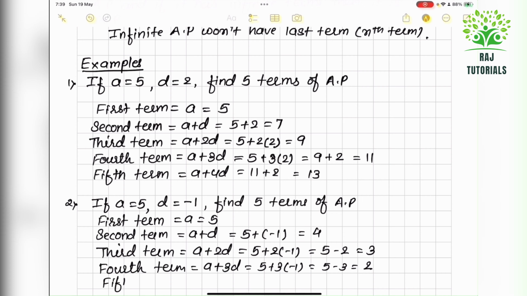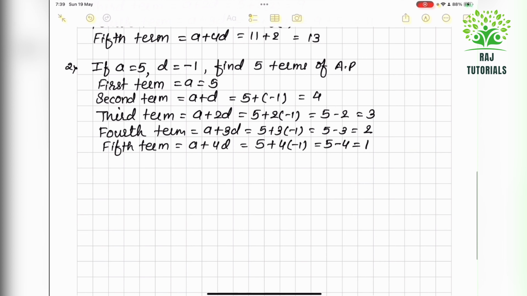And fifth term, A plus 4D. 5 plus 4 into minus 1. That is 5 minus 4. That will be 1. Now if I am asked for the 6th or 7th term, the 6th term will be 0. So that way I can go on and solve it till as many terms as they have asked me.